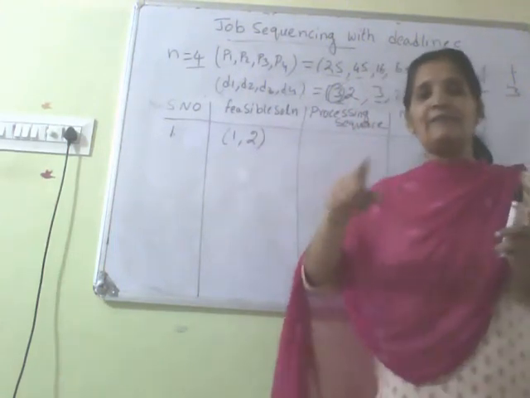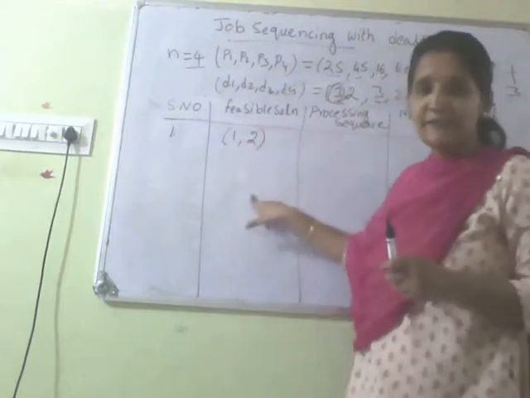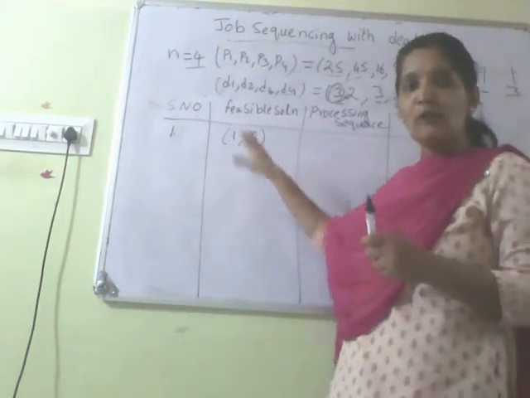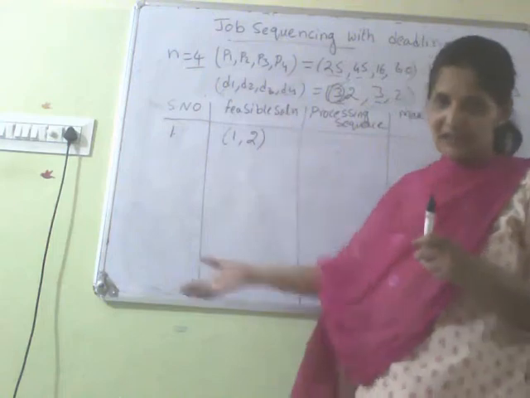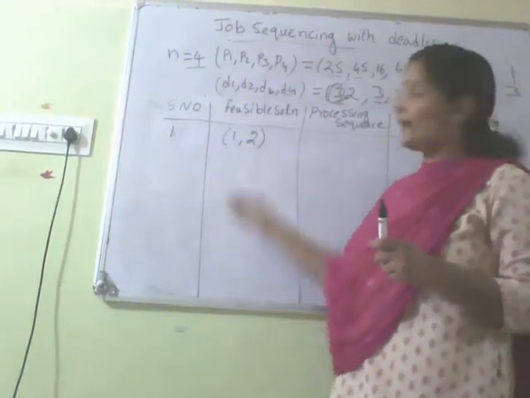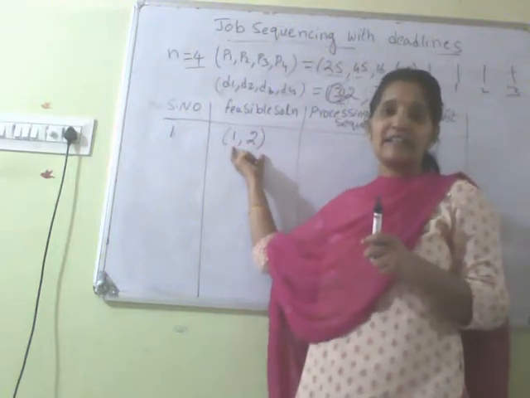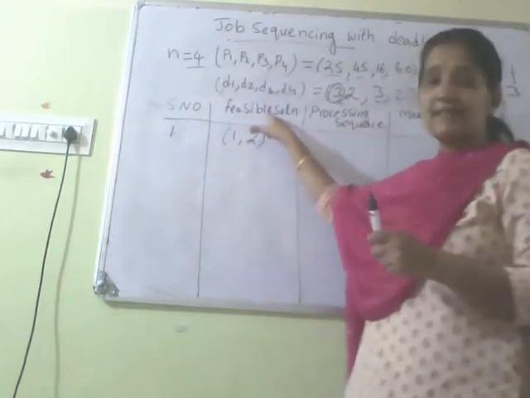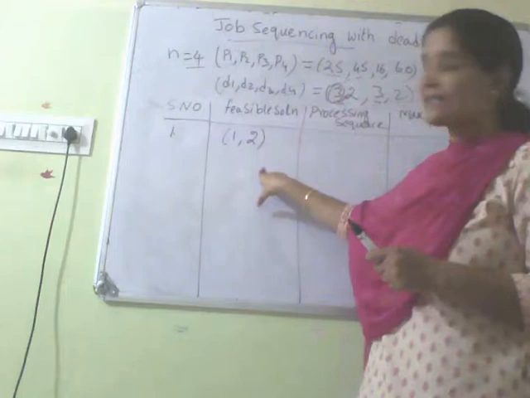Similarly, 1, 3, 1, 4. So 1 with different possible combinations, 2 with different possible combinations, 3 with. So in that way, for all possible combinations, we have to find. So first, we started with 1, 2. That is the first feasible solution.